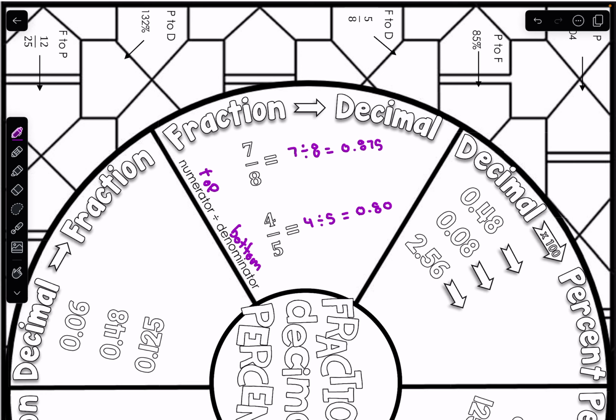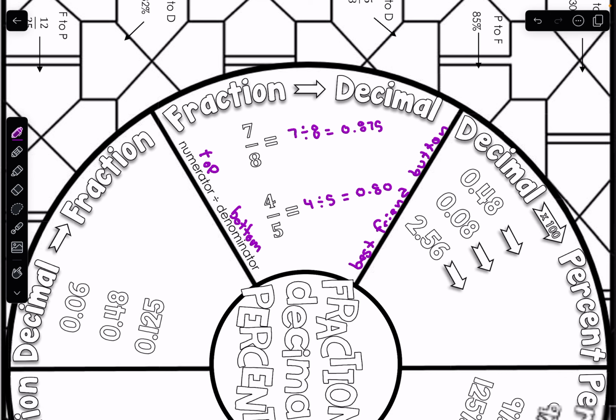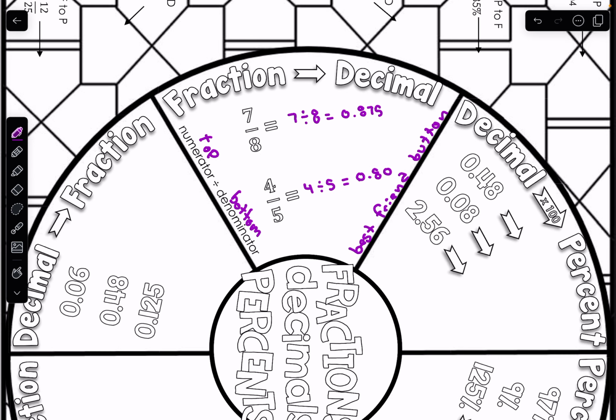You also have a button on your calculator. It's called the best friend button. If I were you, I would write best friend button right here on the right side, because your best friend button will do this for you with one click. Make sure you know how to use the best friend button. If you don't, come talk to me, talk to your neighbor. One of us will try to help you figure that out. It is a great button. We like it a lot.